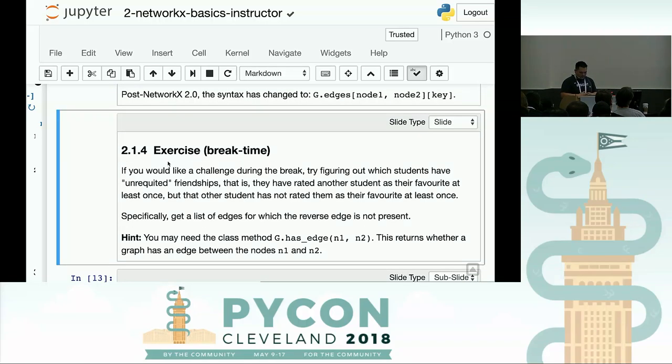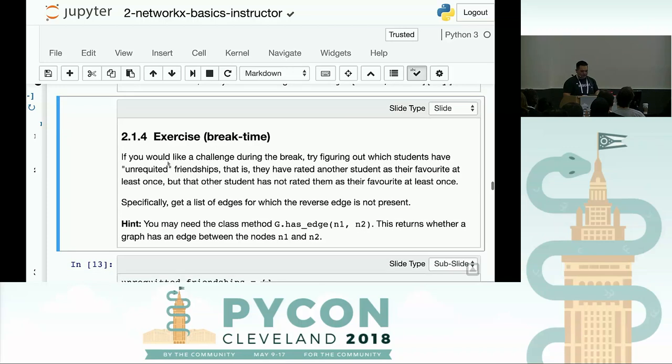All right, so I have an exercise which I added after doing this workshop at ODSC. We talk about unrequited friendships, right? I prefer you, but you don't prefer me. So this is a nice break time exercise that you can try to figure out. Try to figure out how many of such friendships are like that. Like, I prefer you, but you don't seem to prefer me, right?